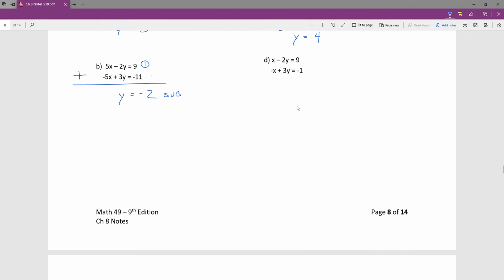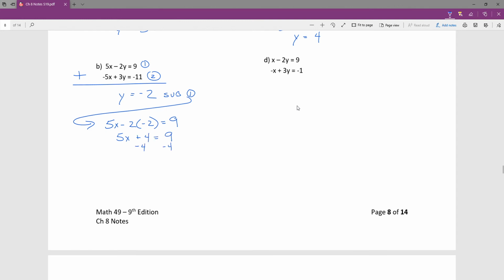Oops, I forgot to number them again. I'm going to sub it into, I don't know, equation 1. You could pick equation 2 if you thought it would look better. So 5x minus 2 times negative 2 equaling 9. Maybe the other equation would have saved me all these negative signs. I don't know. So I'd have 5x minus positive 4 equaling 9.